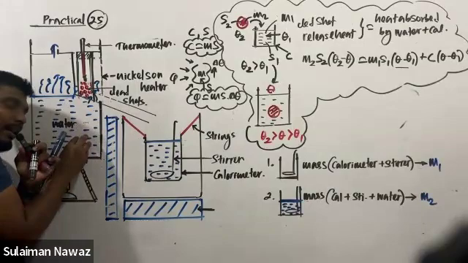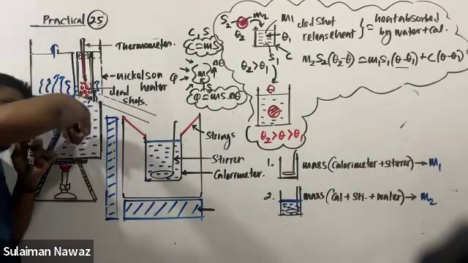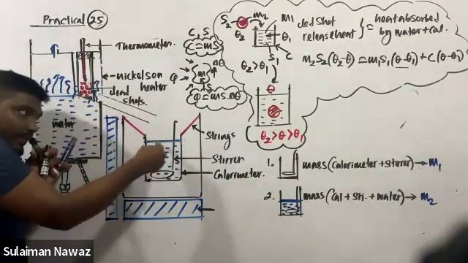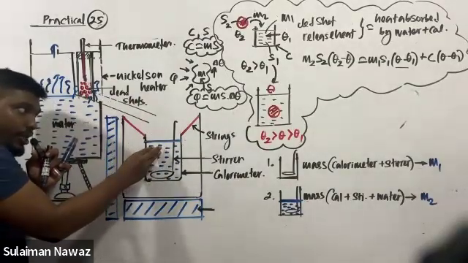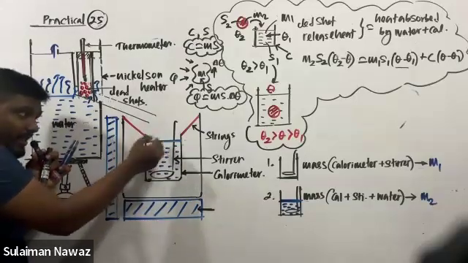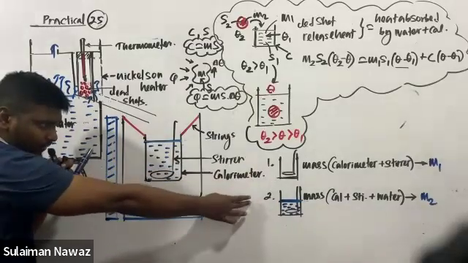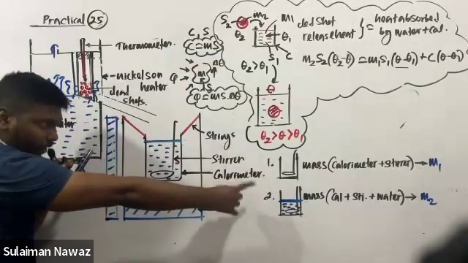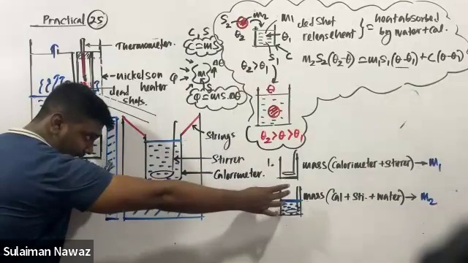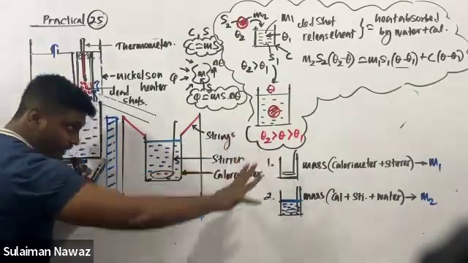If you directly put these lead shots into the water, yes, the lead shots become 100 degrees Celsius. But the problem is when you take those lead shots and put them into this calorimeter. You already measured the mass of the calorimeter, and the mass of the calorimeter with water. When you subtract these two, you obtain the mass of the water. So this is M1, the mass of the calorimeter and stirrer. This is M2, the mass of the calorimeter, stirrer, and water. M2 minus M1 is the mass of the water.